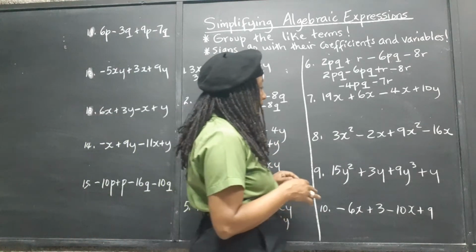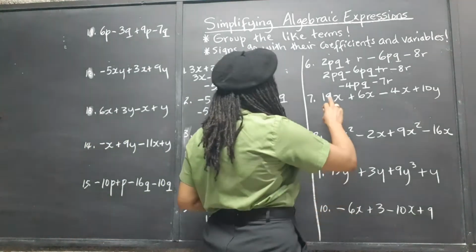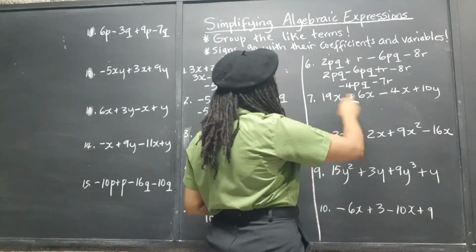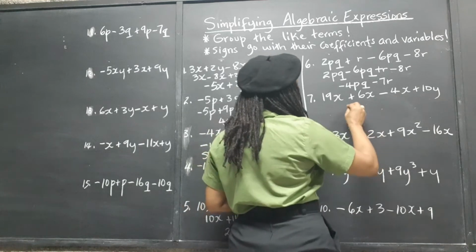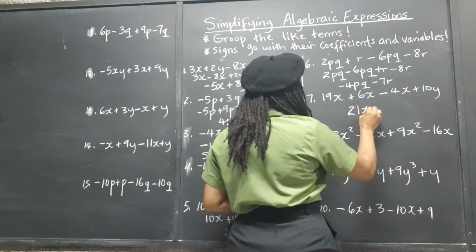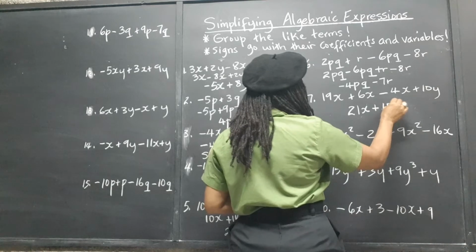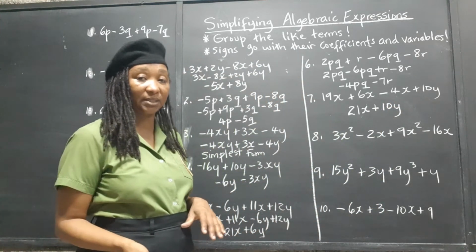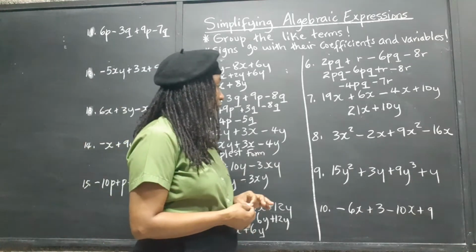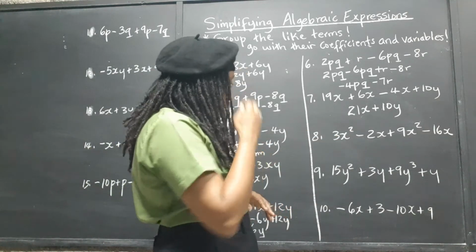However, we can combine the x's. So we have 19x plus 6x, which gives 25x, minus 4x, so that's 21x. And we just have to add back our 10y. We can't combine the x's and the y's. We just have to rewrite it. Just put it back.